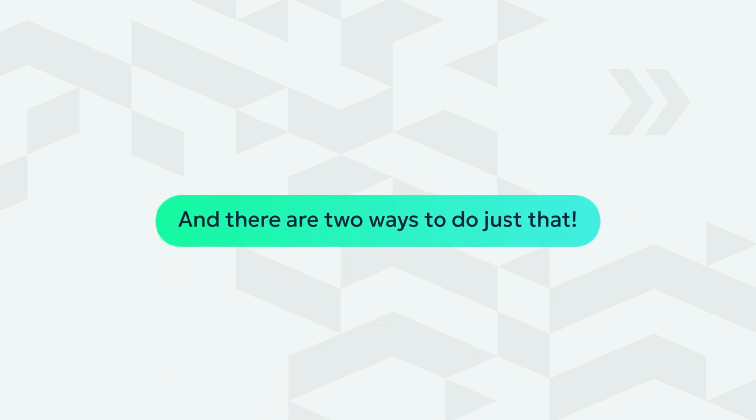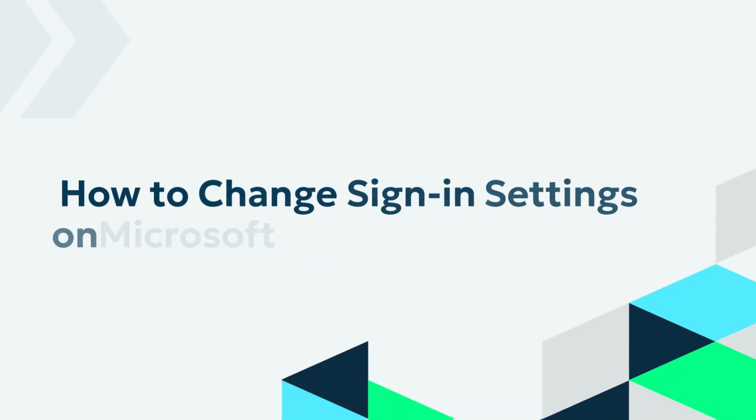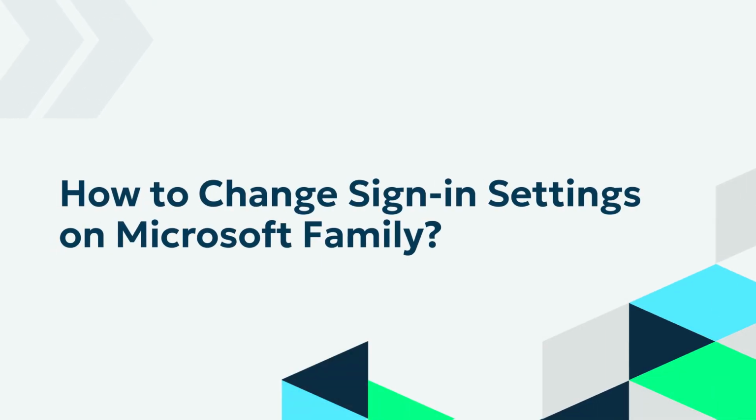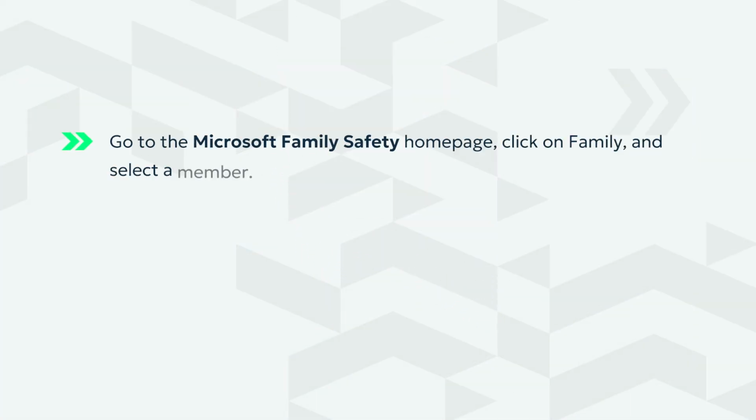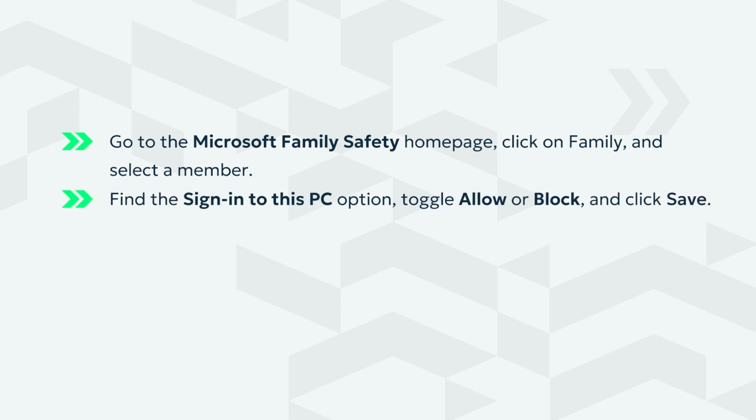And there are two ways to do just that. How to change sign-in settings on Microsoft Family. One way is to do it online. Go to the Microsoft Family Safety homepage, click on Family, and select a member. Find the Sign into this PC option, toggle Allow or Block, and click Save.